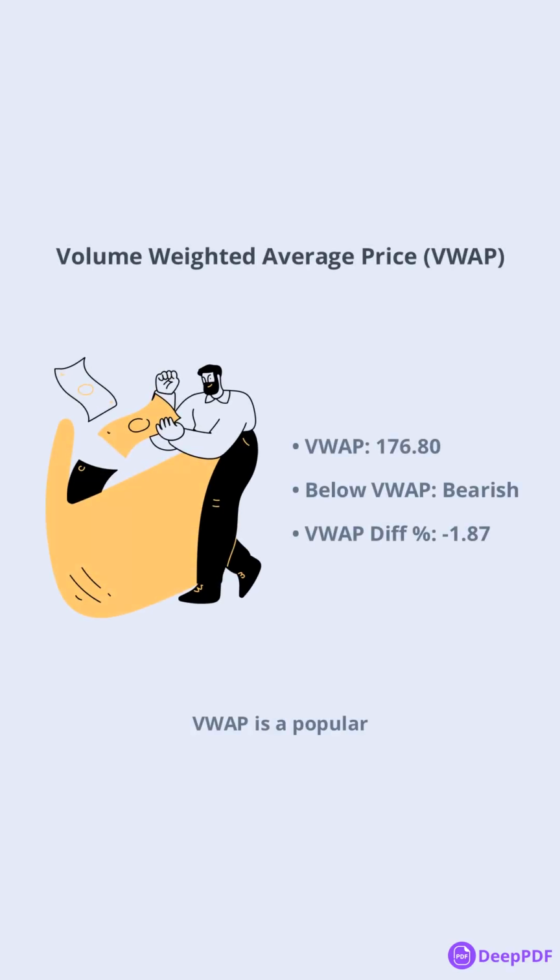VWAP is a popular benchmark for institutional traders. TXN's VWAP is 176.8, which is above the current price. This suggests that most recent trades have occurred at higher prices, indicating a bearish short-term sentiment. The VWAP difference percentage is minus 1.87%, reinforcing this view. Traders often use VWAP as a dynamic support or resistance level.